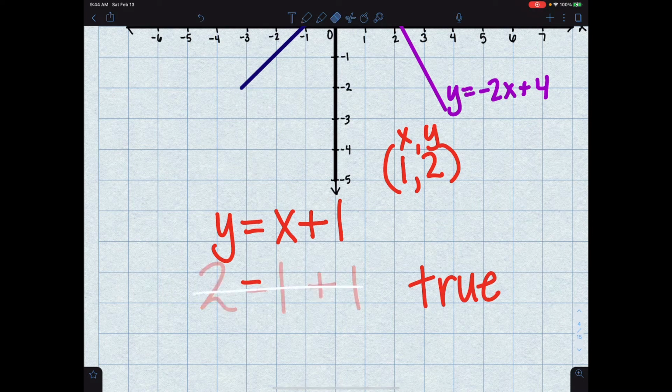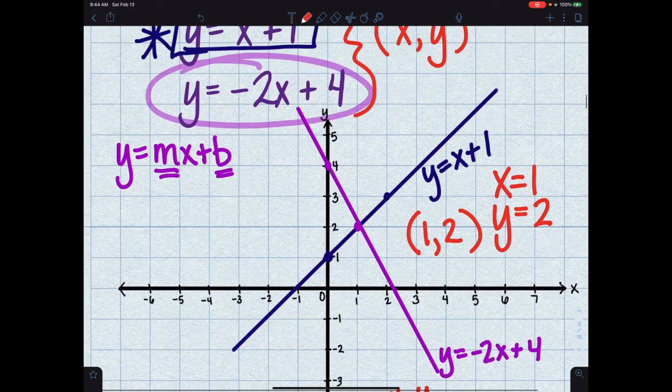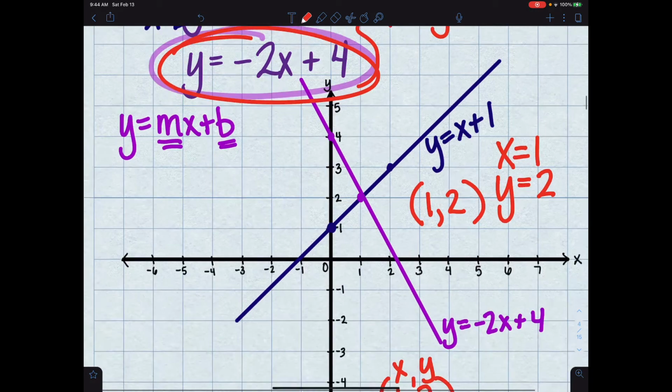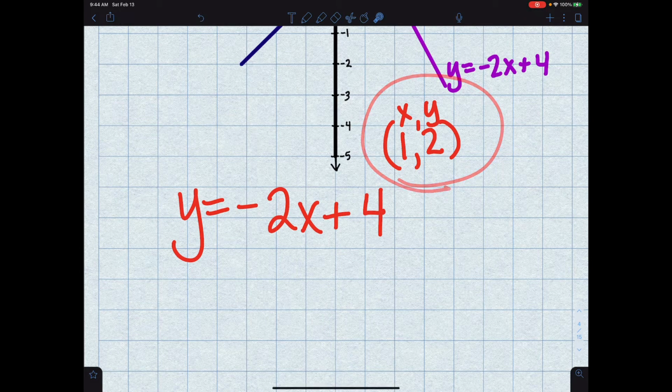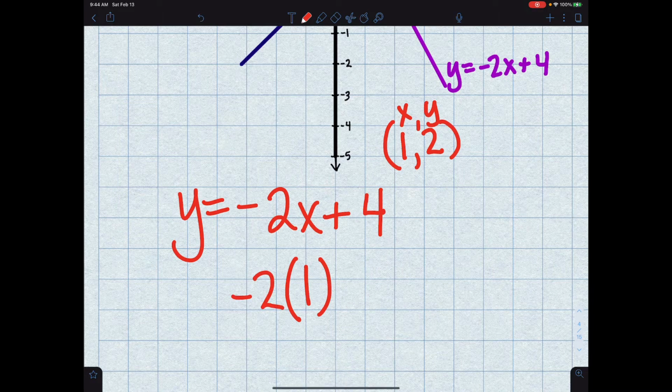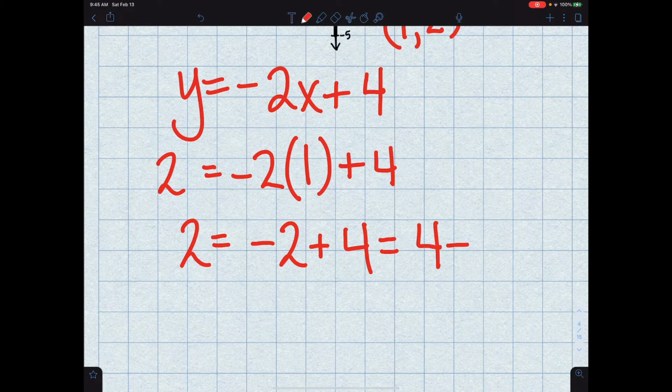Let's check it with the other equation too. Okay, so the other equation was y equals -2x plus 4. Now, what are my numbers again? They're right here. x and y is 1 and 2. So I'm going to plug in a 1 for the number x. 1 times -2 plus 4. And what do I put in for y? I get 2. So 2 is equal to -2 plus 4, which is equal to 4 minus 2. Is that true? 4 minus 2 equals 2? Yes, so that's another true statement.